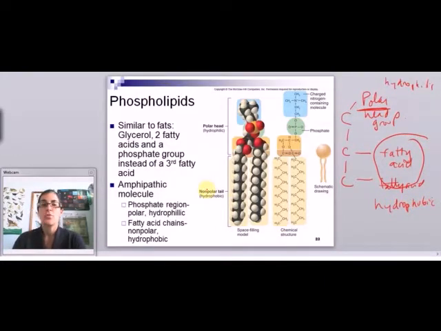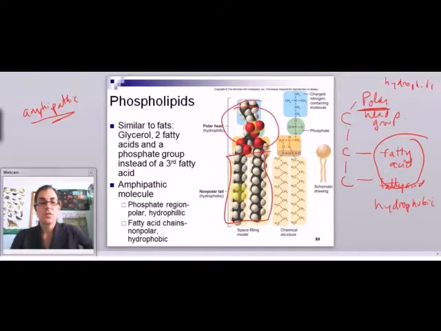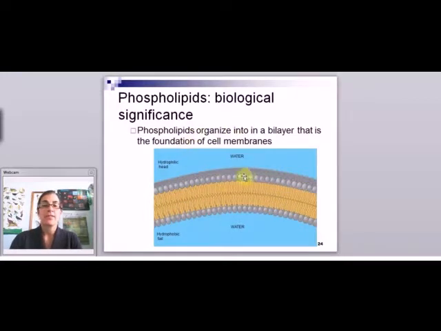So remember, the term for being both hydrophobic and hydrophilic is amphipathic. So phospholipids are actually an amphipathic molecule. This part is the polar region, this is the nonpolar region. So like detergents that we talked about in micelles, they're going to want to orient themselves so that this part is in water and this part is away from water. This is going to be significant in membranes.